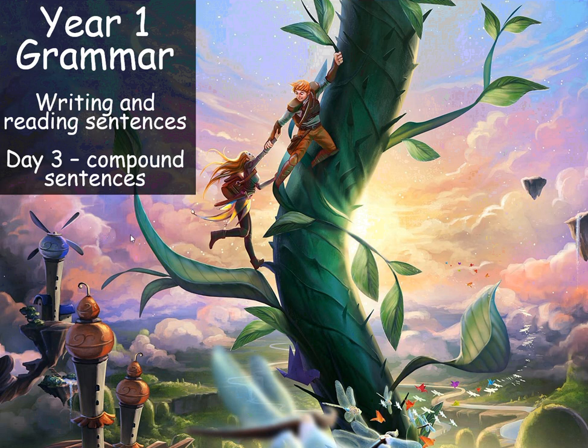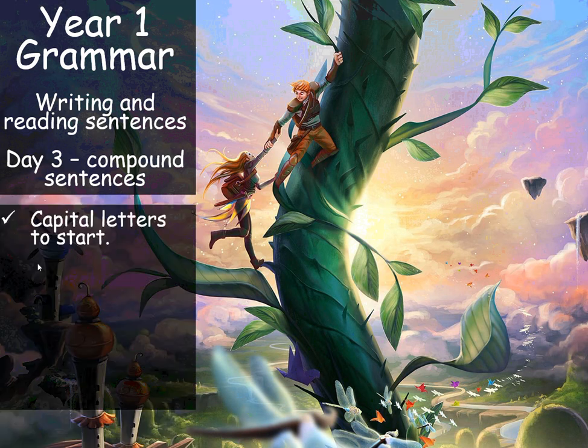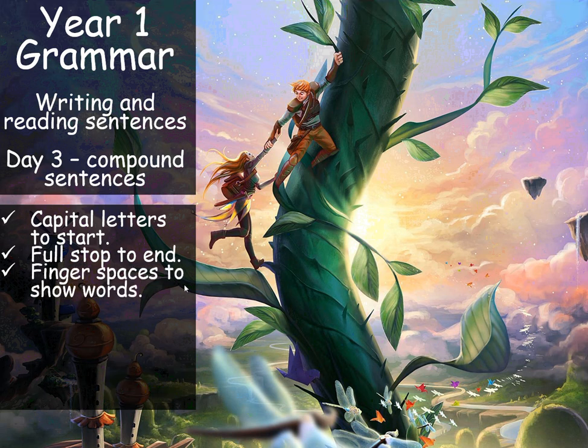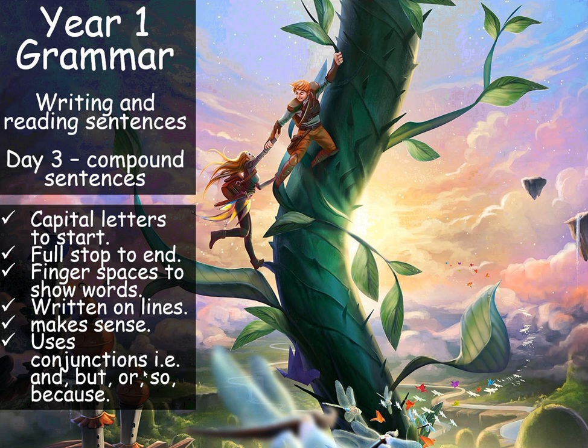Right, well done, Year 1. I bet you've got all of these by now. So first up, capital letters to start, then there's full stops to end the sentence, finger spaces to show where the words begin and end. You need to be writing on lines. You need to make sure your sentence makes sense. And finally, for it to be a compound sentence, you need to be using conjunctions: and, but, or, so, or because. Okay, so here we go.